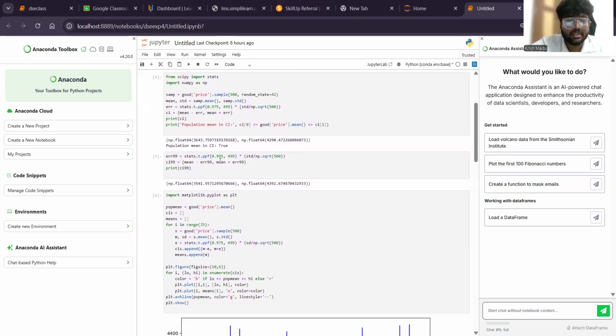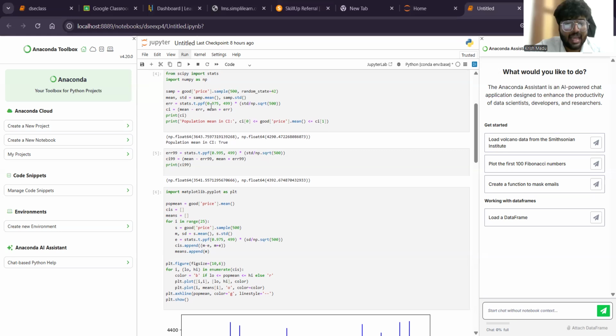After that, the fourth question is to calculate the confidence interval (CI) with the sample mean for the price column with sample n equal to 500 and a confidence level of 95%, and observe whether the population mean lies in the CI. First, we are importing numpy as np and using the previous samples of 500. After that, we are calculating the sample mean and sample standard deviation, and then the standard error. The standard error formula is s divided by the square root of n.